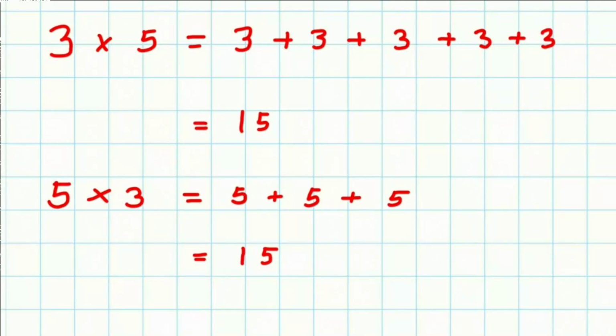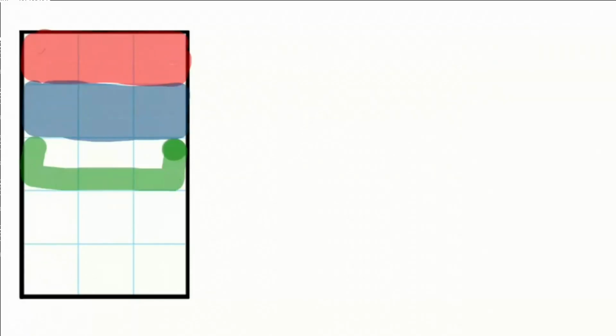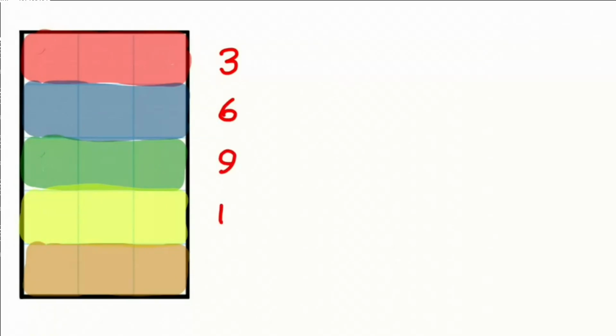The way to understand 3 times 5 is as the number of squares in a rectangle of squares. So the rectangle here is 3 by 5, and we can see if we do it by rows, the first row is 3, but all the other rows are 3. And I've highlighted the different rows there. Count them up: 3, 6, 9, 12, 15.